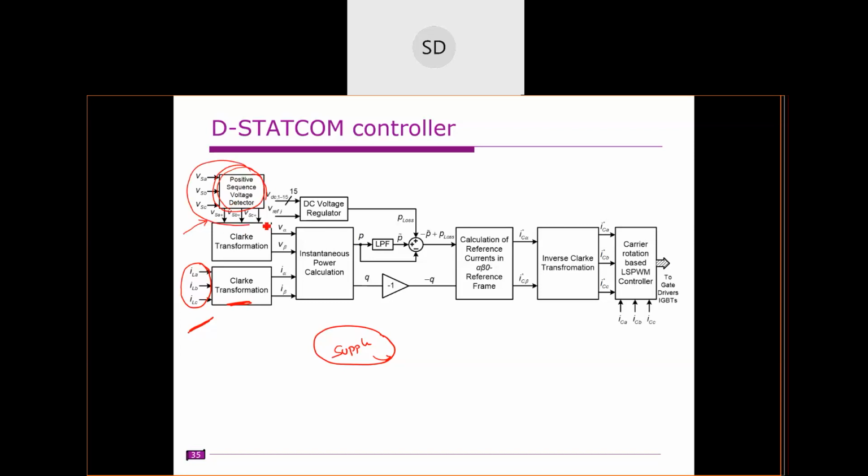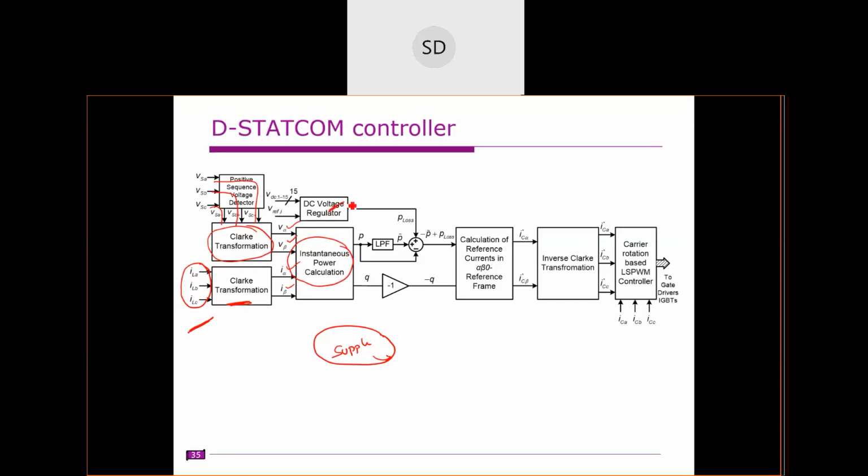So this is optional. Normally, in most cases, we assume that the supply voltages are balanced. So assume that this is not present, and they go directly here. This is the Clark transformation. By using the Clark transformation, we convert to V alpha, V beta, and I alpha, I beta. And we measure these powers, that means we calculate P and Q.